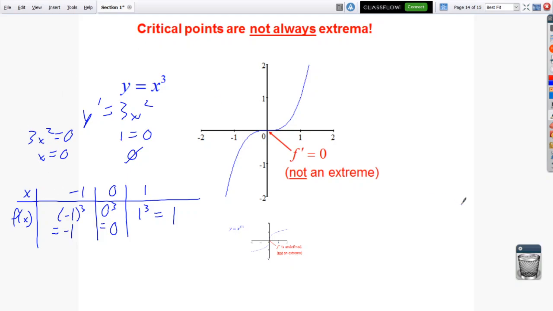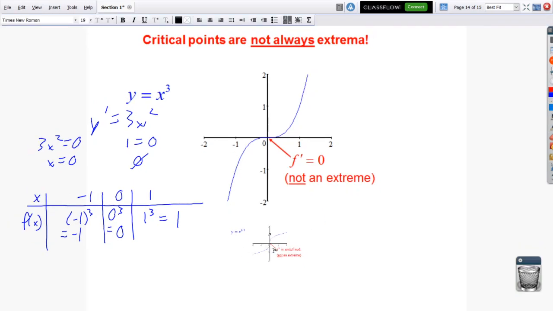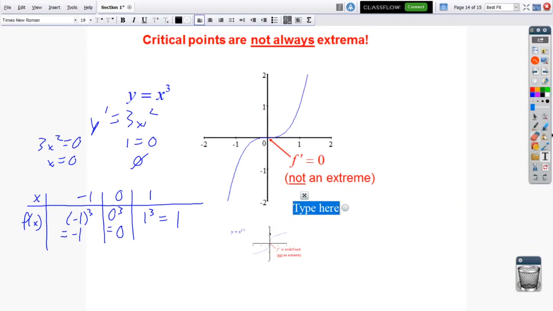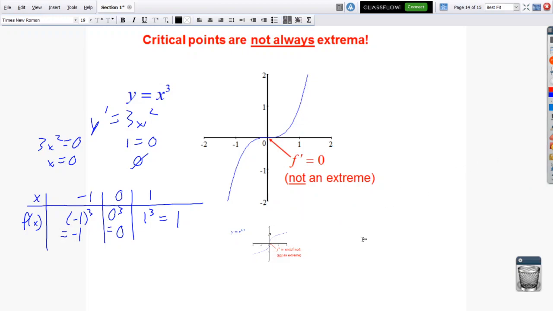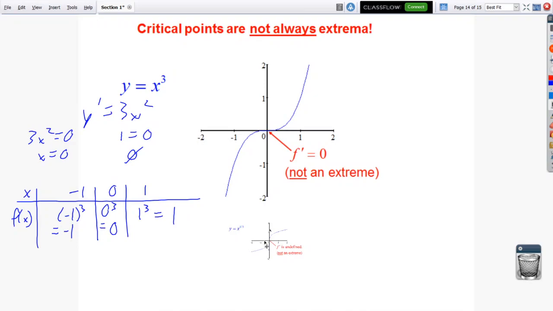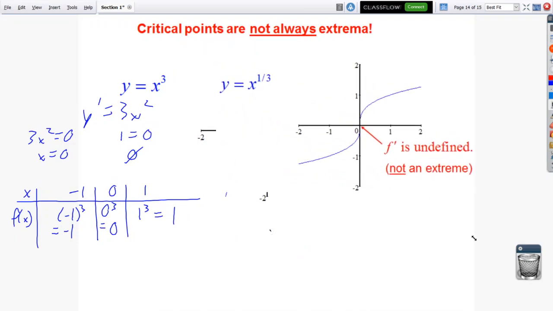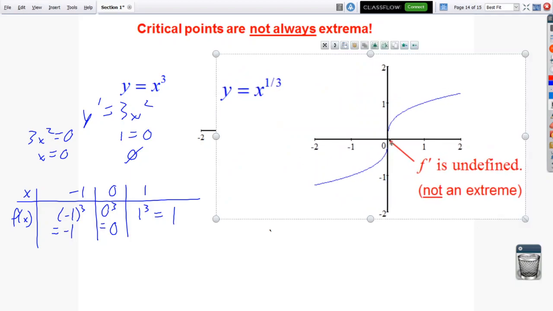The same would happen on this vertical tangent problem right here. I would again get a critical point where that vertical tangent exists at 0, but it is not a minimum or a maximum. So always investigate.